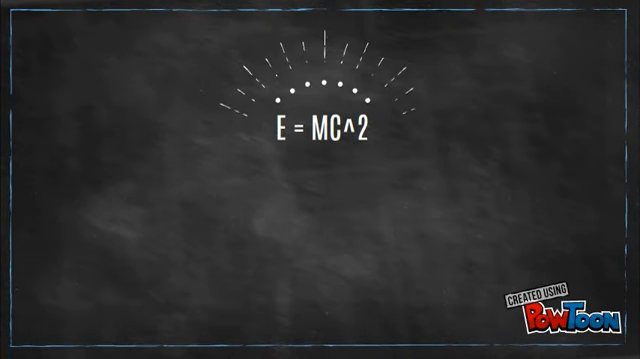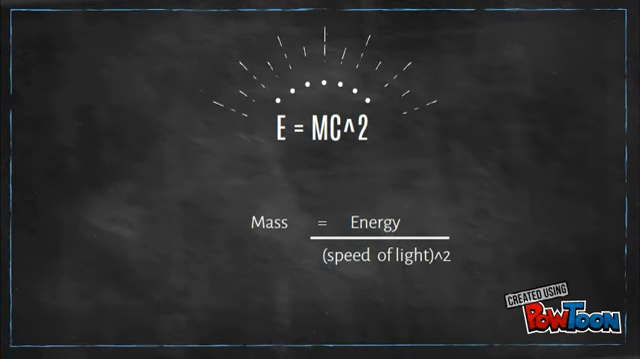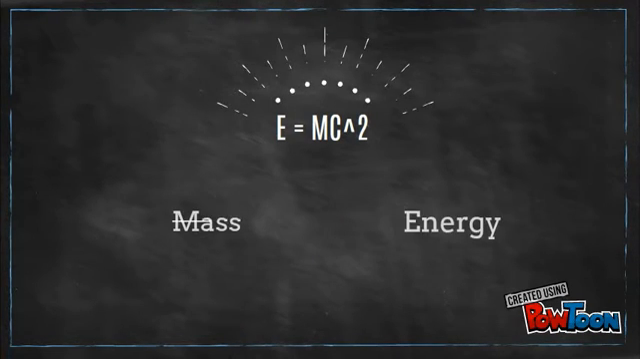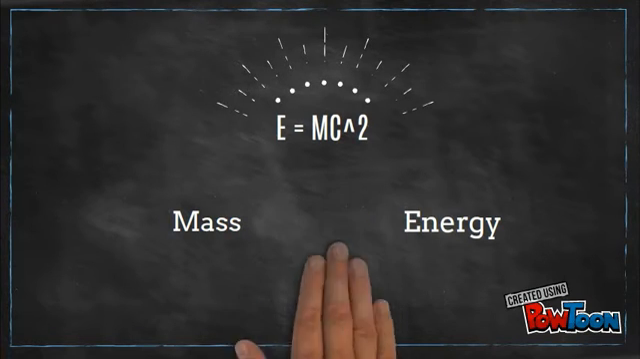Through Einstein's equation, we can see that the mass of an object is simply an object's energy divided by the speed of light squared, which is 2.99 times 10 to the 8 meters per second. This equation changes everything, as before, energy and mass were regarded as completely different entities.